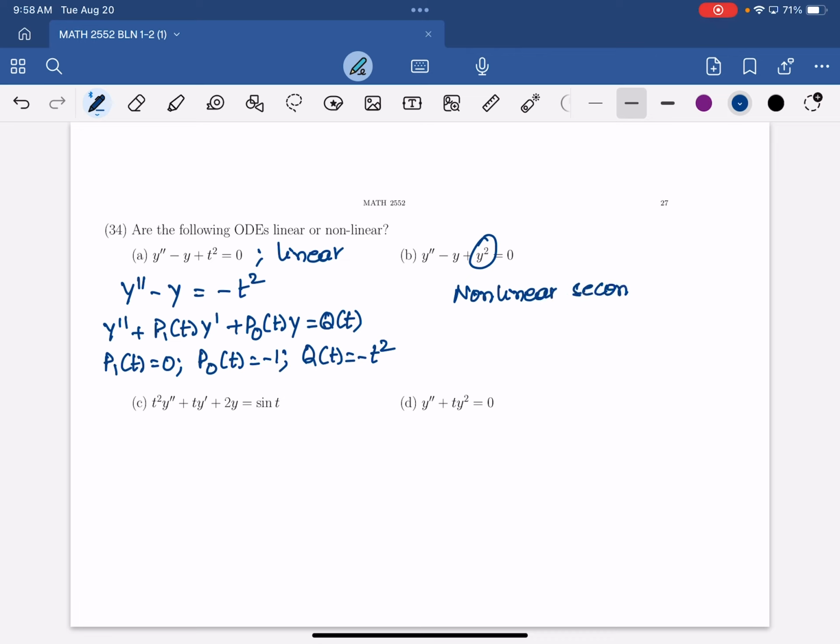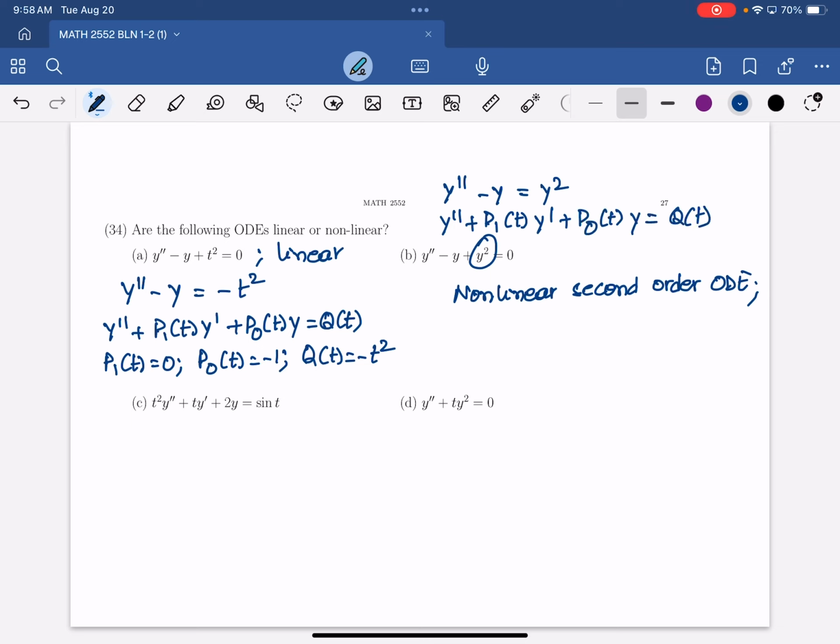second order. Can you explain that one more time? ODE. Which one, A or B? B. This is non-linear because if I write this as y double prime minus y equals y squared, right? So this is in the form of y double prime plus p1 of t times y prime plus p naught of t times y equals q of t.